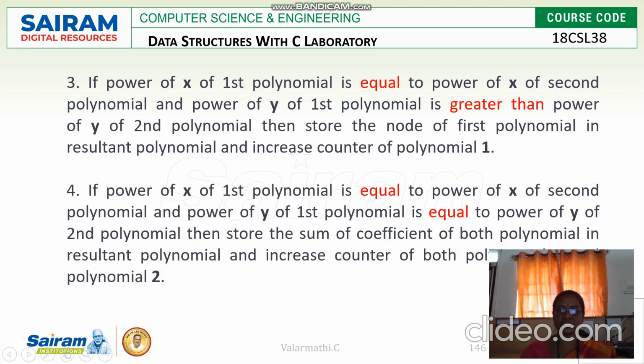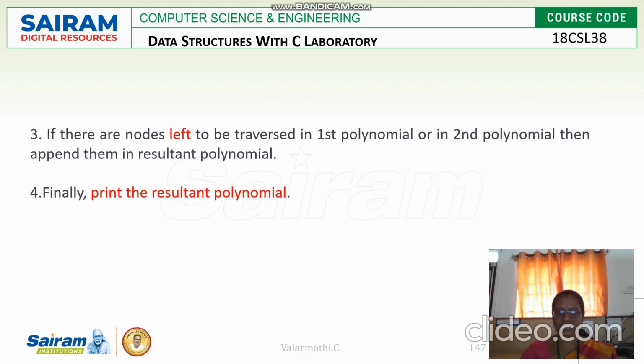Similarly, the same condition is given. If the second polynomial is greater, we should move the second polynomial to the resultant polynomial. Then we should increase the counter of polynomial 2. So likewise, there are 4 important conditions given here. Then all the conditions are checked.